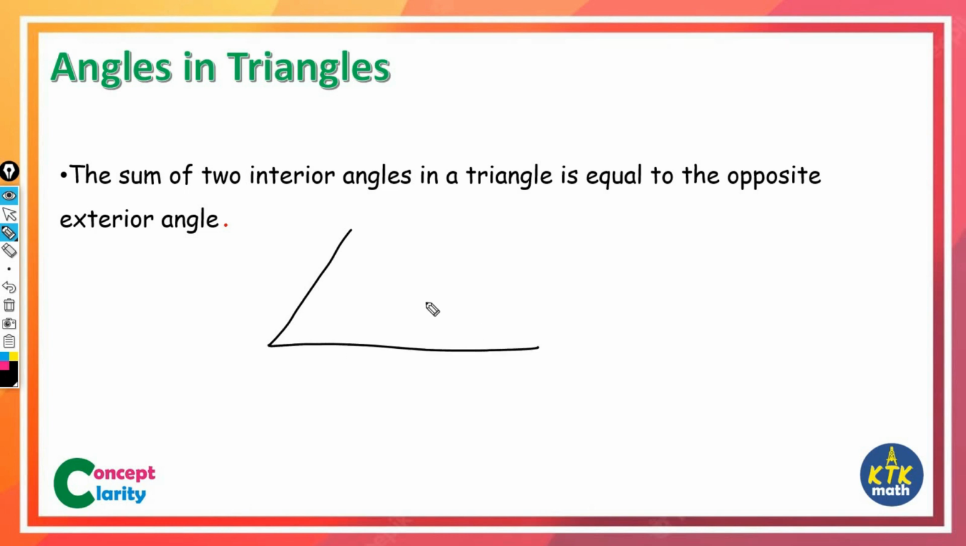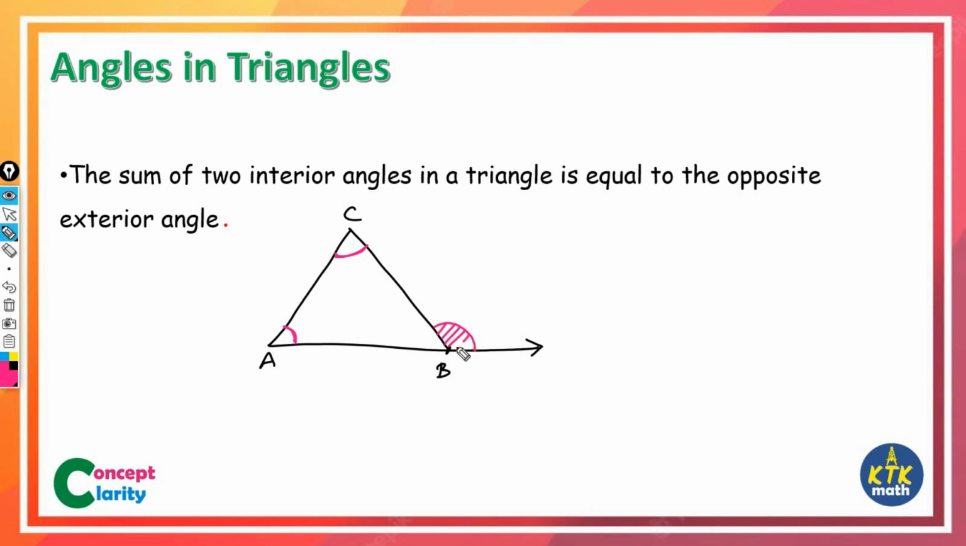Just consider this is a triangle, and I am extending one side to the outside of your diagram. Like if triangle ABC is given like this, at the point B I am just extending it. Now what happens here? At A you are making one angle, at C you are making one angle, and at B you are making an exterior angle.